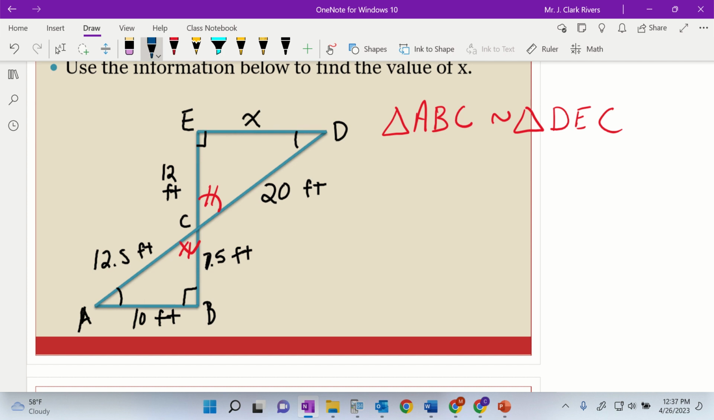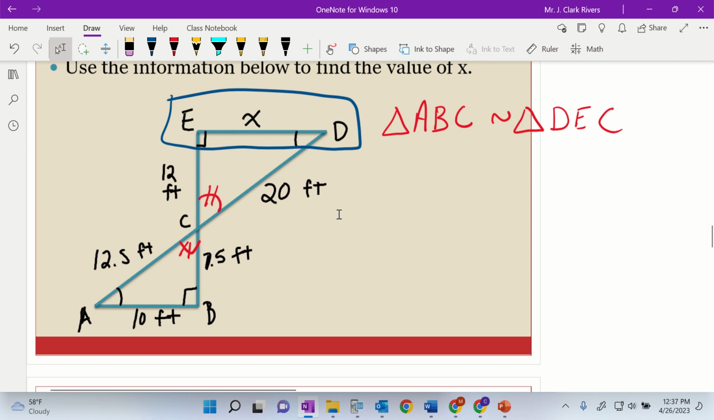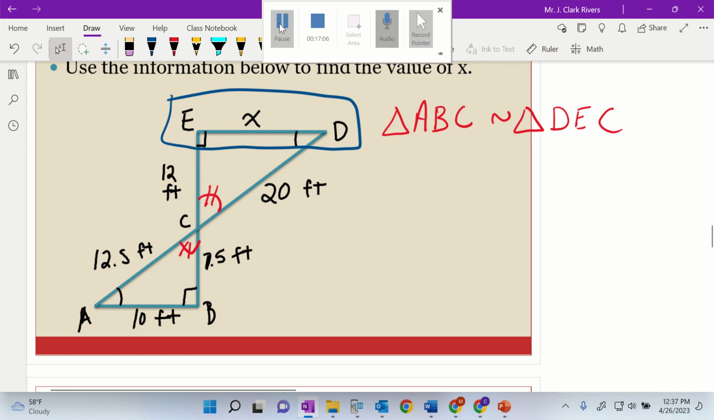So now that you know that, set up a proportion and solve. We are missing the side length for ED. So see if you can set up a proportion and solve for the missing side length ED. My recommendation is you use the similarity statement to guide you along. So try that one out on your own.